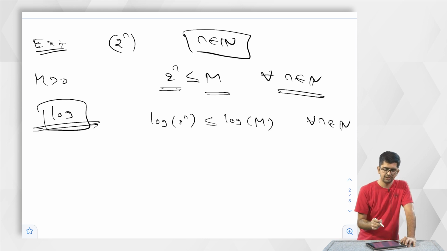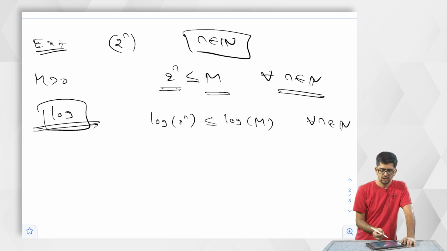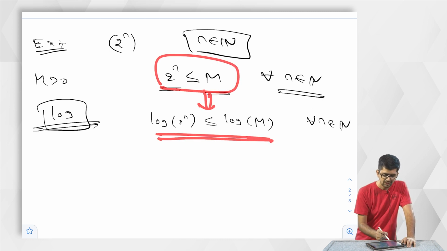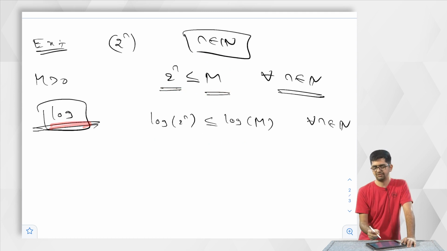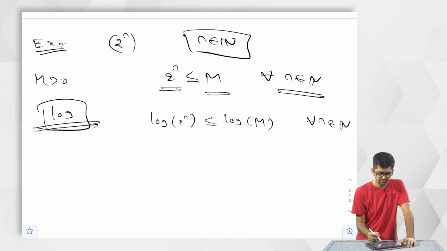See, we are trying to find an element m such that it has this property. Suppose this is true, then we have this. Why? Because log is an increasing function. If a less than b, log a will be less than log b.